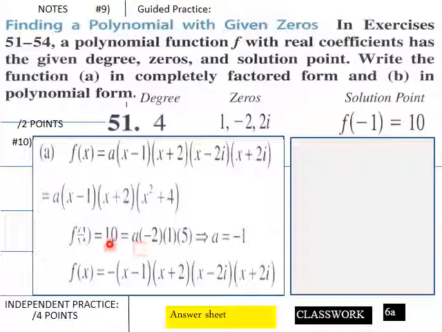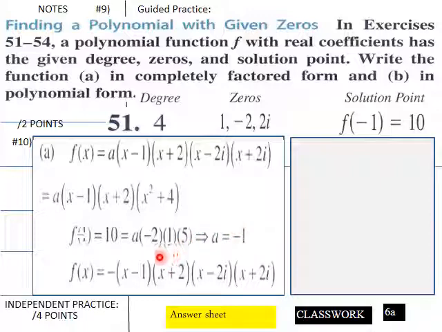So a here, does it equal 10? It's like negative 2 times 1 times 5, which would equal negative 10. It would not equal 10, but it would equal negative 10 here, f of negative 1 here. So this is what it equals when a equals negative 1.